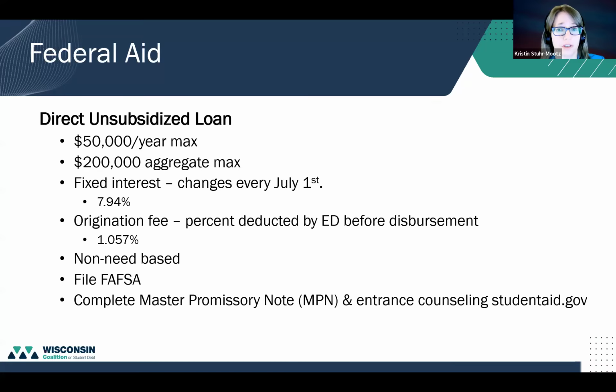The Department of Ed also charges an origination fee of just over 1%. So say you borrow $10,000, they'll keep about $100 before disbursing the funds, and then you would receive about $9,900 to pay for school. To apply for the federal direct loan funds, you must file the FAFSA, complete a master promissory note, complete entrance counseling, and all this can be found on state.gov.